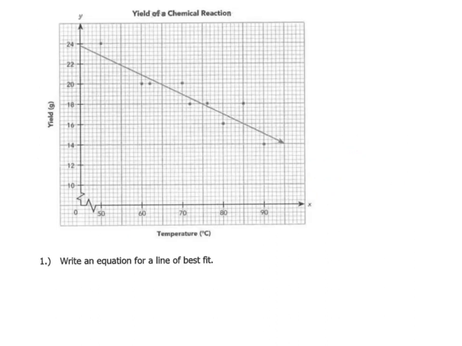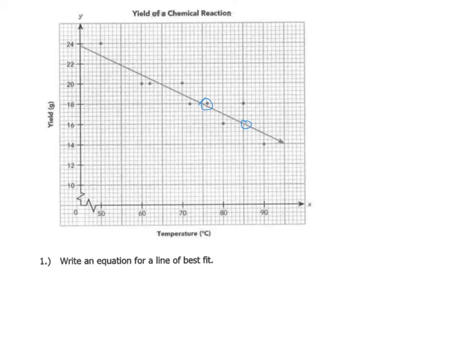So let's look at the yields of a chemical reaction. There's some data on there, and there's already a line of best fit. So we weren't asked to create a line of best fit. We just already have one for us. So what we need to do is find two points on this line of best fit that look like they could be going through a coordinate point. It doesn't have to be perfect, but we're going to do our best. So there's one right here and another one right here.